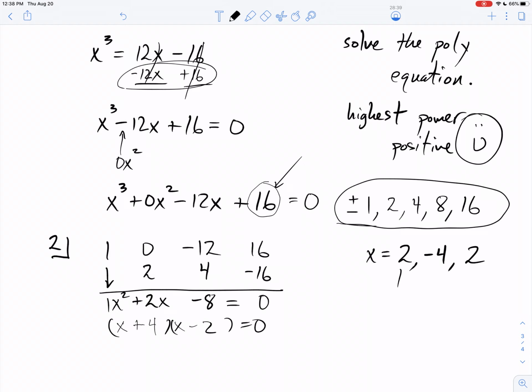Hey, guess what? I got the same answer twice. That's okay. It can happen. It totally can happen. In fact, what do we call that? We call that a double. If I were to graph this, guess what's going to happen at 2? I would have a bounce right there. So fresh. No lie.